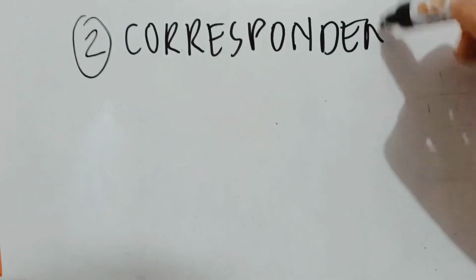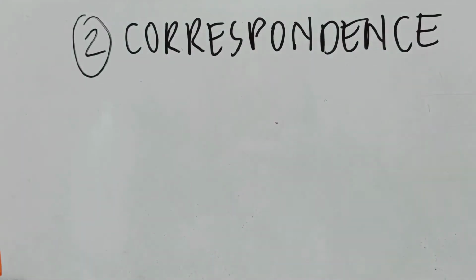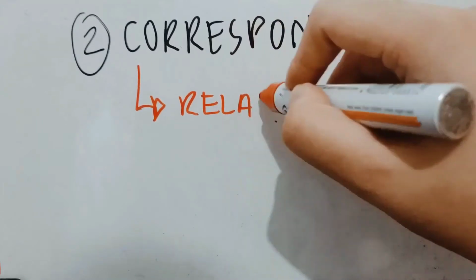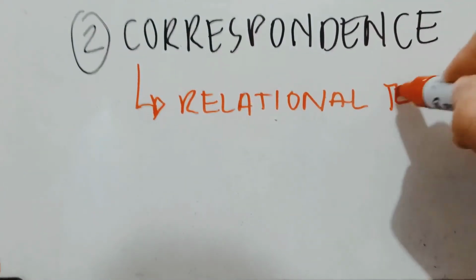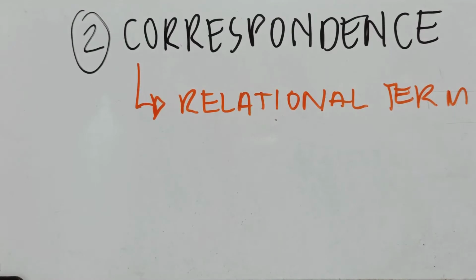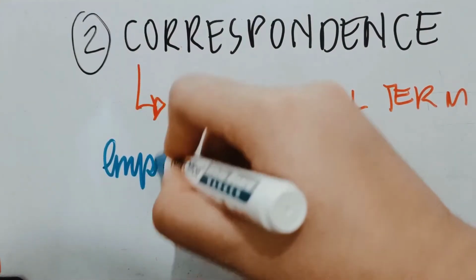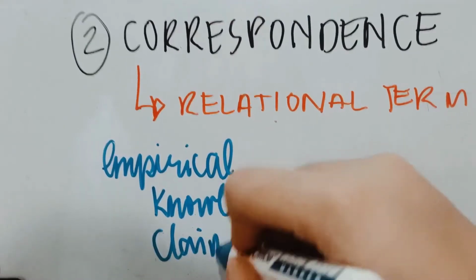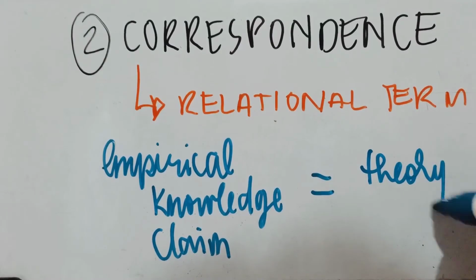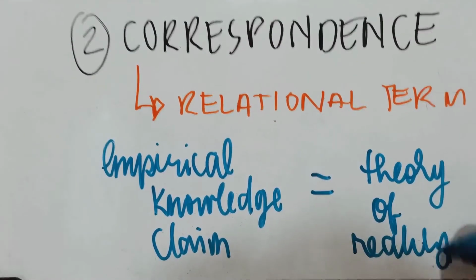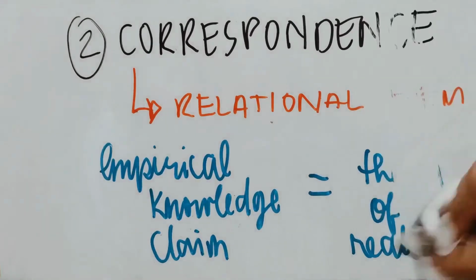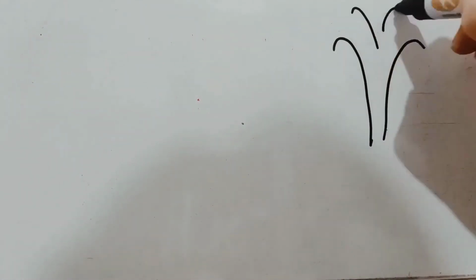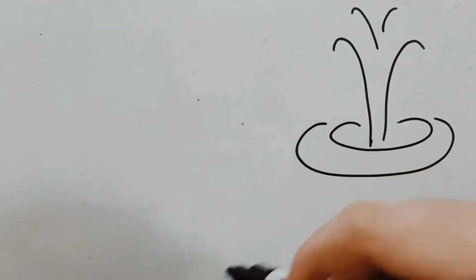The next theory is the correspondence theory of truth. Acuna states that, like coherence, correspondence is also a relational term. However, we must note that in the correspondence theory of truth, an empirical knowledge claim and a theory of reality should act as the first and second category consecutively. This theory states that a belief is true if there exists an appropriate entity to which it corresponds to.